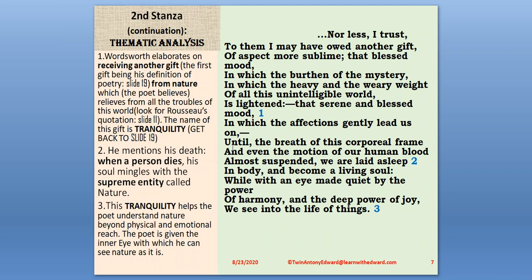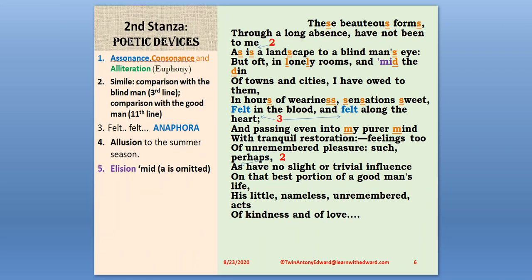I think the explanations are given on the left. He mentions his death. When a person dies, his soul mingles with the supreme entity called nature. And then again, this tranquility helps the poet understand nature beyond physical and emotional reach. The poet is given the inner eye with which he can see nature as it is. So this is exactly where the second stanza finishes. Shall we go to the poetic devices of the second stanza?